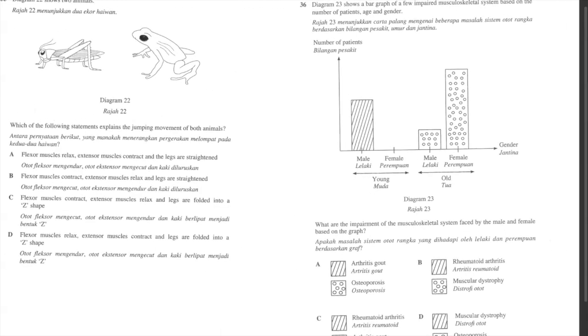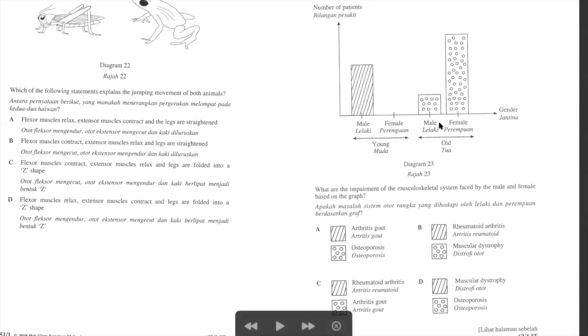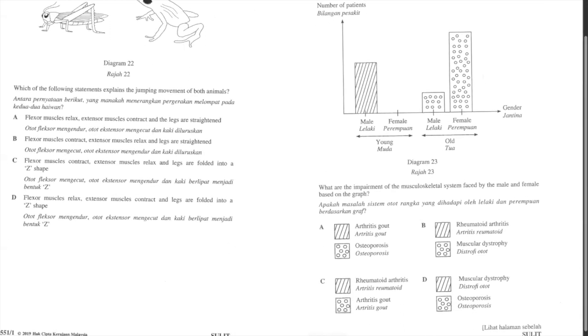Okay, 36. What are the percentage of musculoskeletal disease by male and female based on the graph? Okay, 36, the answer is D.